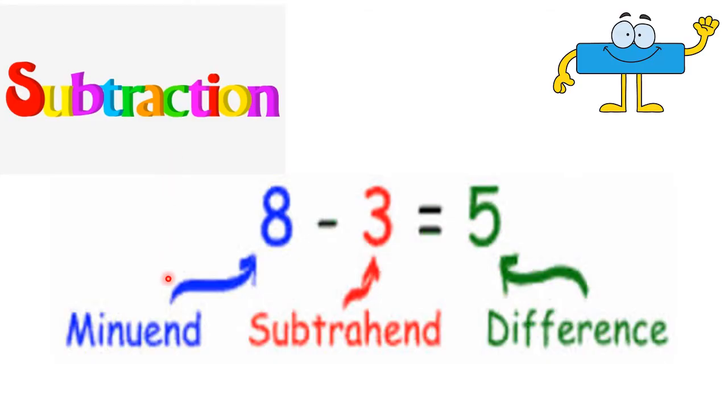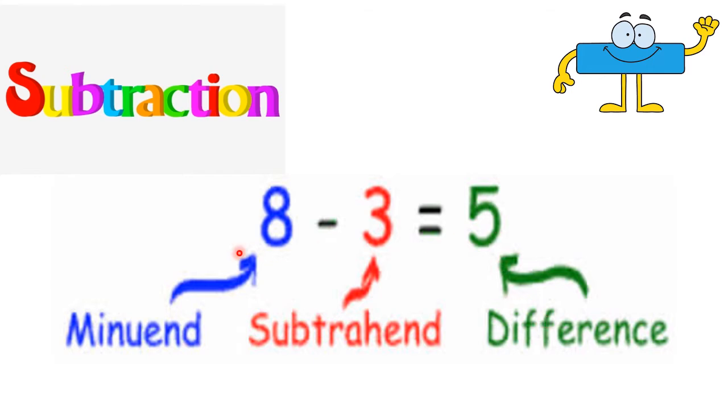Now in subtraction, let me tell you what is minuend, what is subtrahend and what is the difference. Students, in subtraction, the first number from which another number is to be subtracted is called the minuend. And the second number which is to be subtracted from the first number is called the subtrahend. And their answer is called the difference.